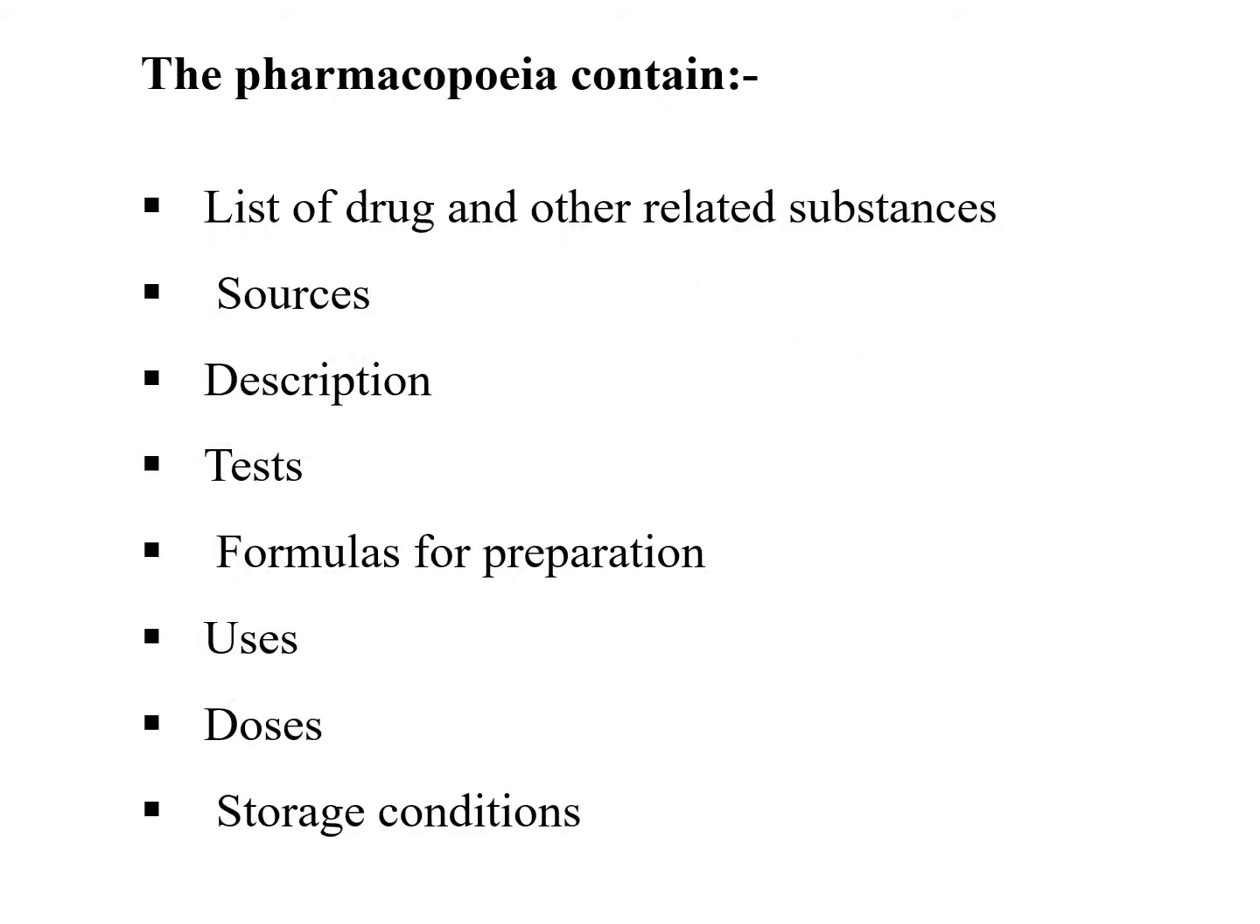The pharmacopoeia basically contains the list of drugs and other related substances, the source of the drugs, the description, whether it is white, brown or grey, which color it is, what the texture is, the taste, the formula, uses, dosage and storage conditions, etc.